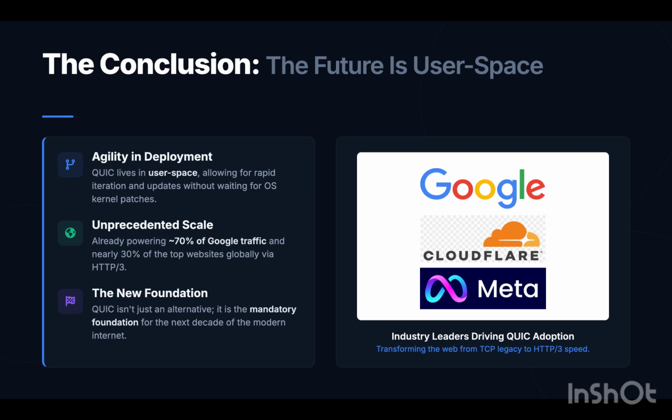So, where does all of this leave us? QUIC isn't just a technical curiosity, it's already running the internet you use every day. It powers roughly 70% of Google's traffic, and nearly 30% of the top websites globally already use QUIC through HTTP/3. Companies like Google, Cloudflare, and Meta are already driving its adoption at massive scale. The bottom line, QUIC isn't just a better alternative to TCP, it is the new foundation of the modern internet, built for speed, built for mobility, and built for a world where being connected means never having to stop or reconnect.